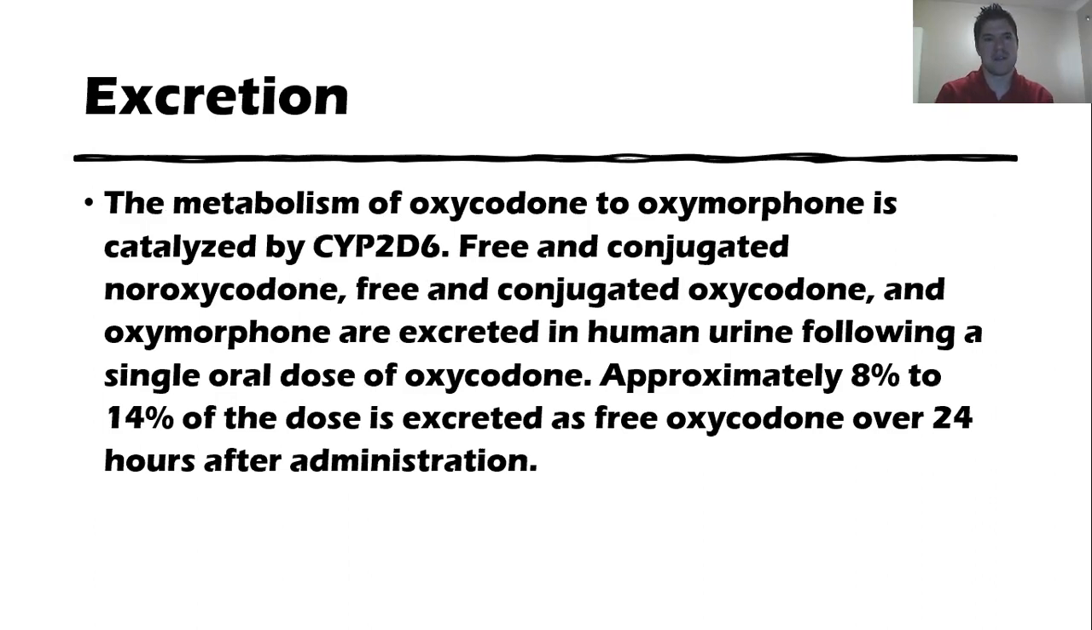Excretion. The metabolism of oxycodone to oxymorphone is catalyzed by CYP2D6. Free and conjugated noroxycodone, free and conjugated oxycodone, and oxymorphone are excreted in human urine following a single oral dose of oxycodone. Approximately 8 to 14% of the dose is excreted as free oxycodone over 24 hours after administration.